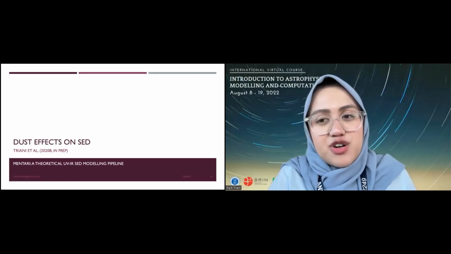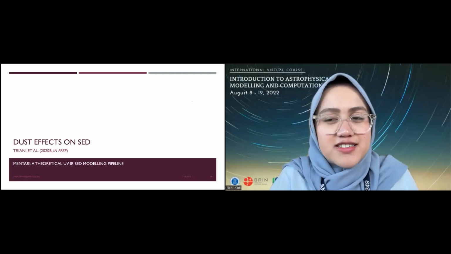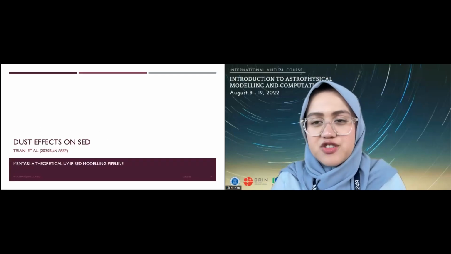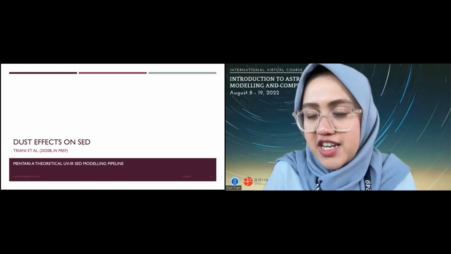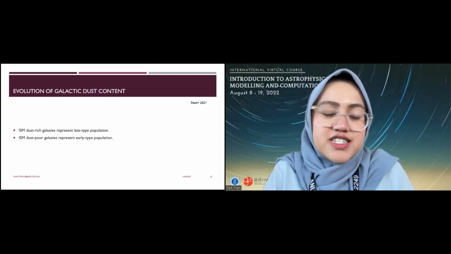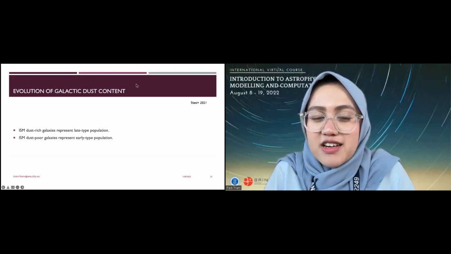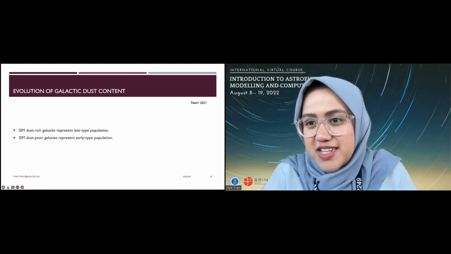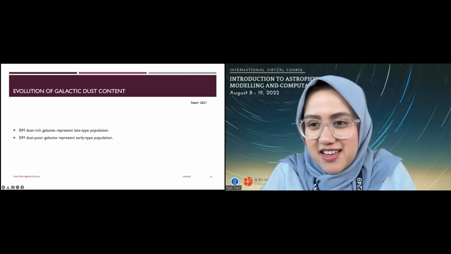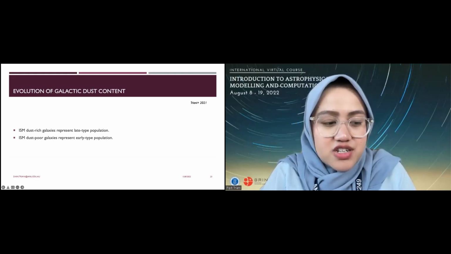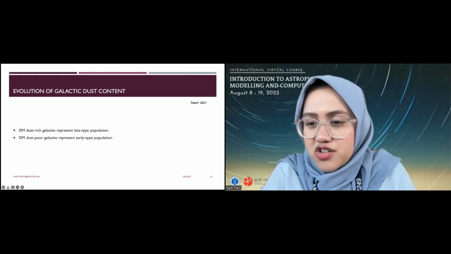And then my third work is about the dust effects on the SEDs. This is quite different from what we talked about before. We will talk more about the luminosity functions here. If people have any questions about the physical properties of dust and how it compares with the galactic dust content, I'll wait for a couple of seconds for people to raise their hand, type their question in the chat box, or just unmute yourself and ask.